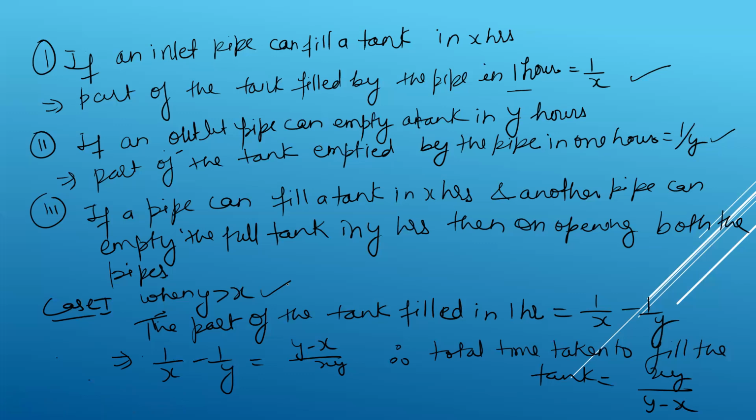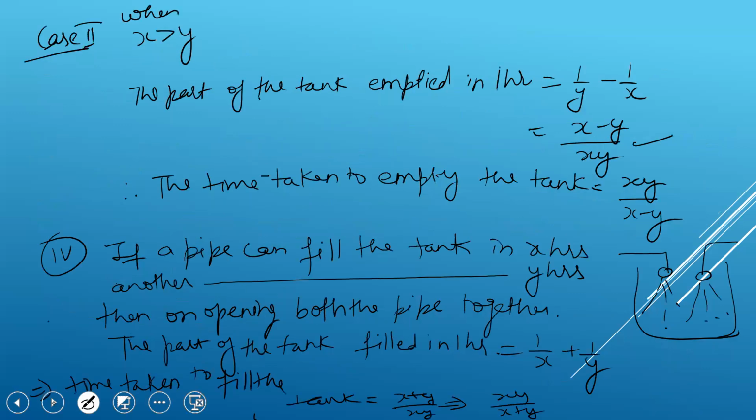जब आप सिर्फ LCM निकाल के इसे solve कर रहे हैं, in that case you are finding the result for 1 hour. But when you are reciprocating their value, you will get result for whole content. Then we have a second case in which when x is greater than y. So when x is greater than y, what will happen? The part of the tank emptied in 1 hour is going to be 1/y minus 1/x. Again, you take LCM, you will get 1 hour ka x minus y over xy. So the time taken to empty the whole tank is going to be xy over x minus y.